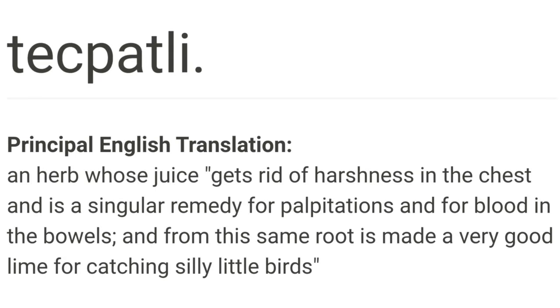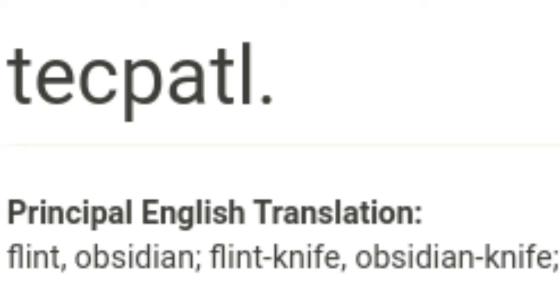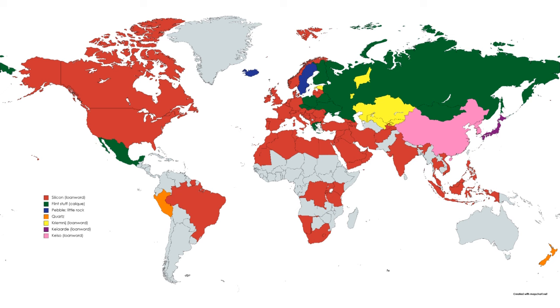Nahuatl uses tecpatli, which means an herb whose juice gets rid of the harshness in the chest and is a singular remedy for palpitations and for blood in the bowels, and from the same root is made a very good lime for catching silly little birds. What? The good news is that it is also the absolutive declension of tecpatl, which refers to a flint knife, so we can throw it in with the flint bros, and that leaves one language.